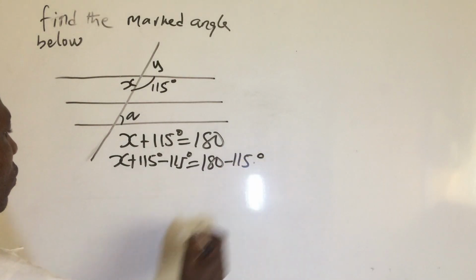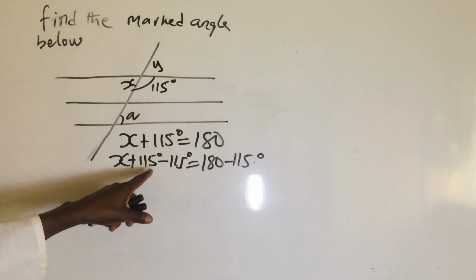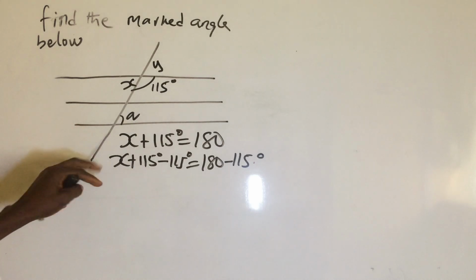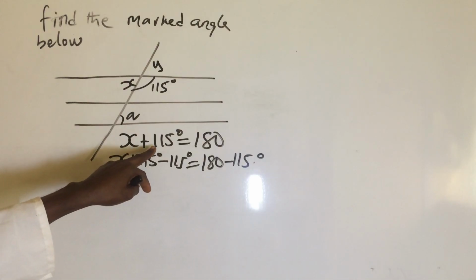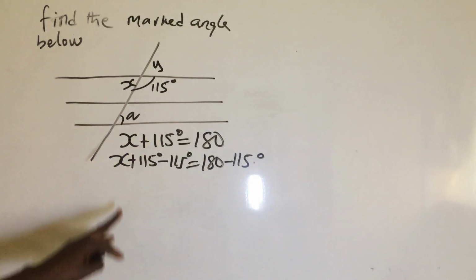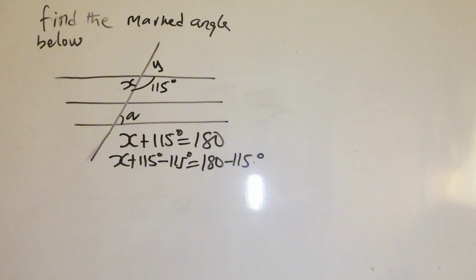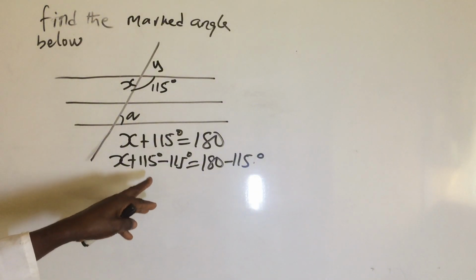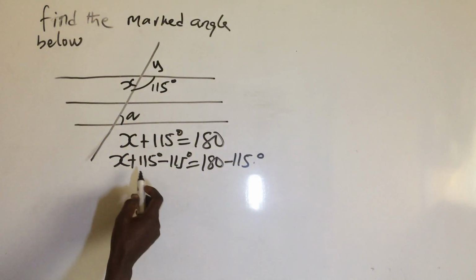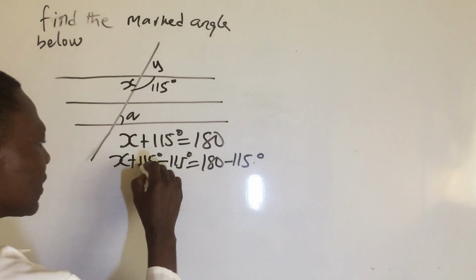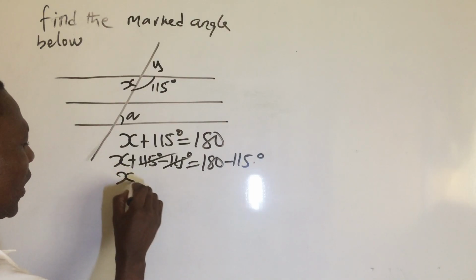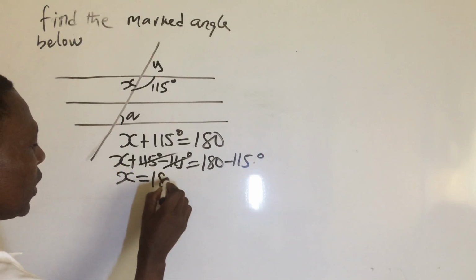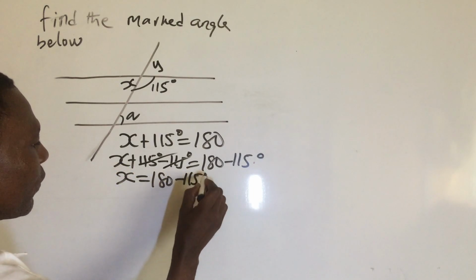115 degrees. Okay, we subtract from both sides because what we are trying to do is to find the value of x. Therefore, we need to eliminate this 115 in order to have only x here. We subtract 115 from both sides so that 115 minus 115 cancel each other. Okay, we now have only x equals 180 minus 115.